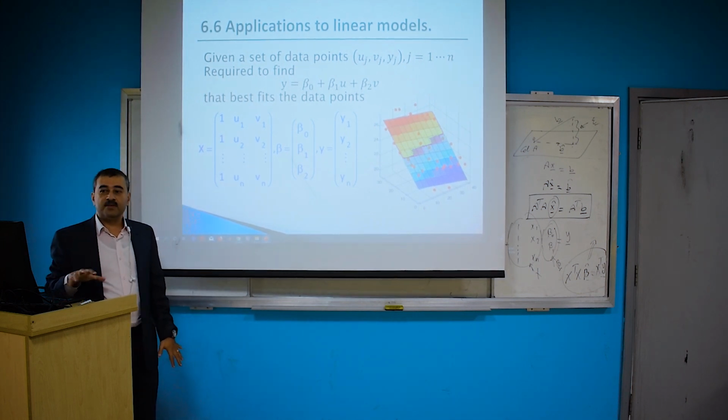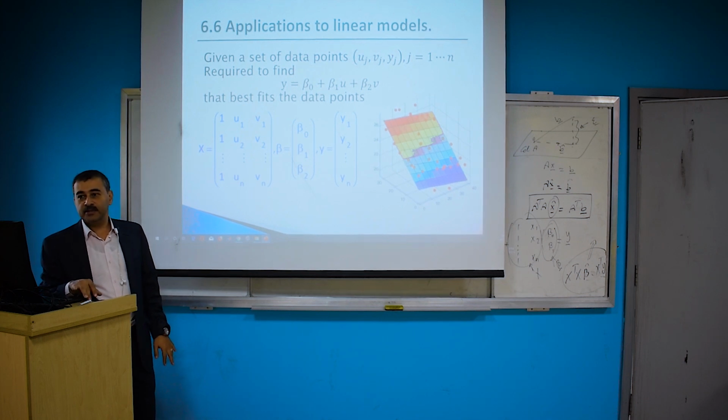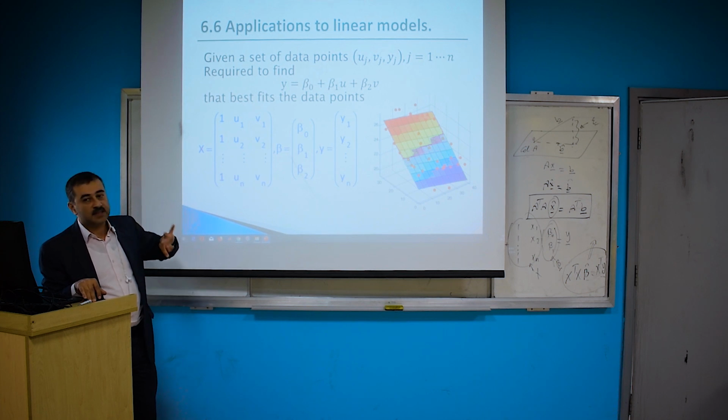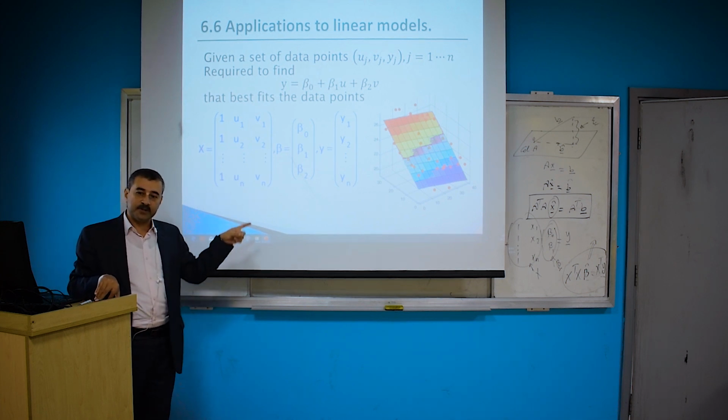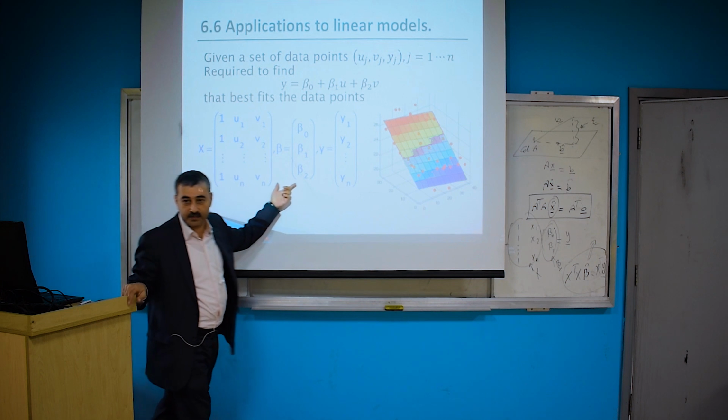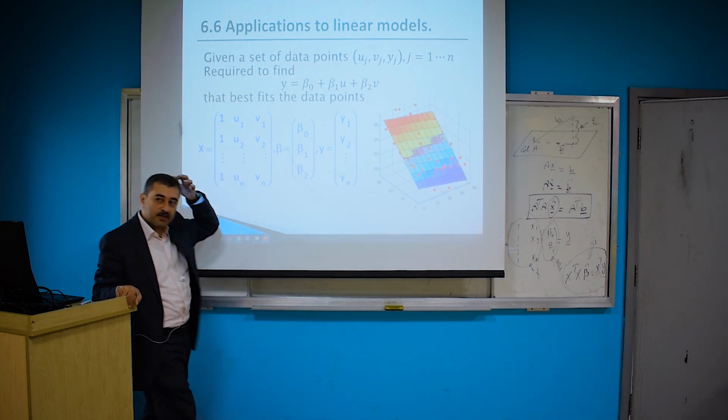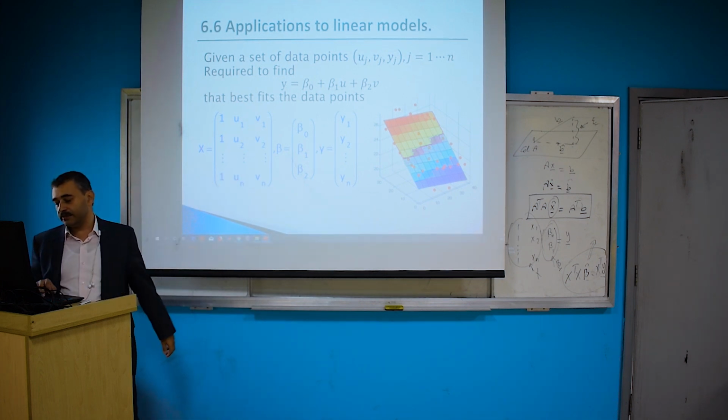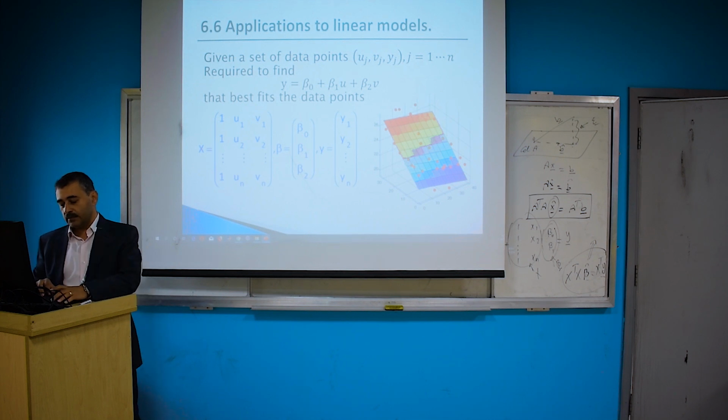Is it simple? This is called linear regression. It's still called linear for all these cases because it's linear in the coefficients beta. You get a linear system. So this is why it's called linear regression.